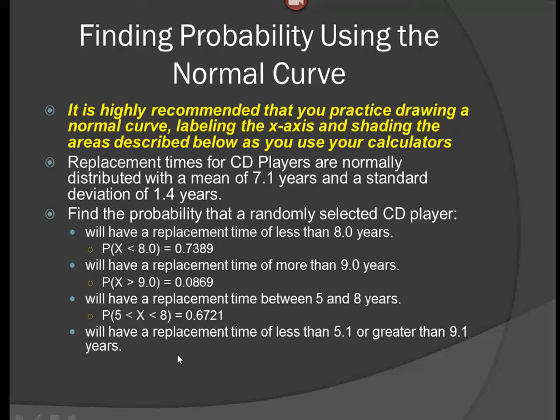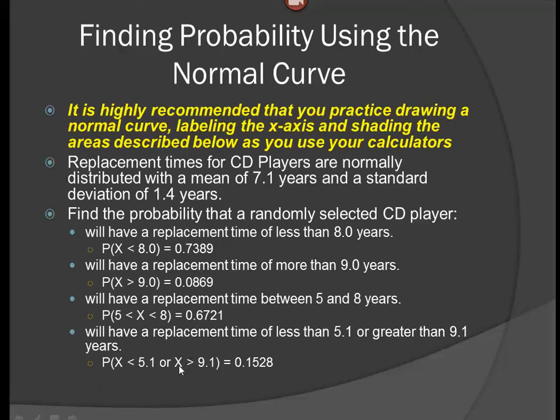Here's where it's really important that you shade the areas described here. Go ahead and pause this as you try to sketch it out, and then use your technology to find it. Here's what your outcome should be. Notice that the word or is here. We're to the left of 5.1 and we're to the right of 9.1. That means we're in both tails and we have an or. So what we want is the sum of those two tails.